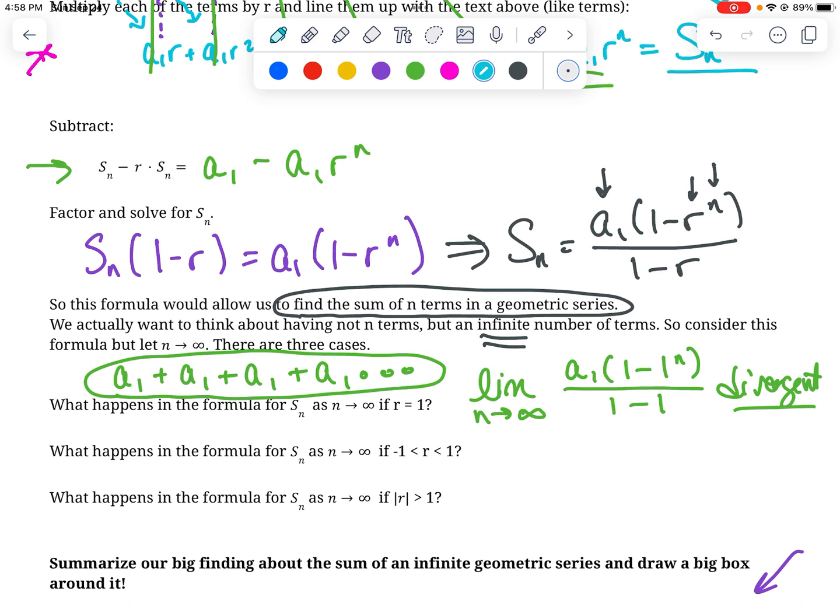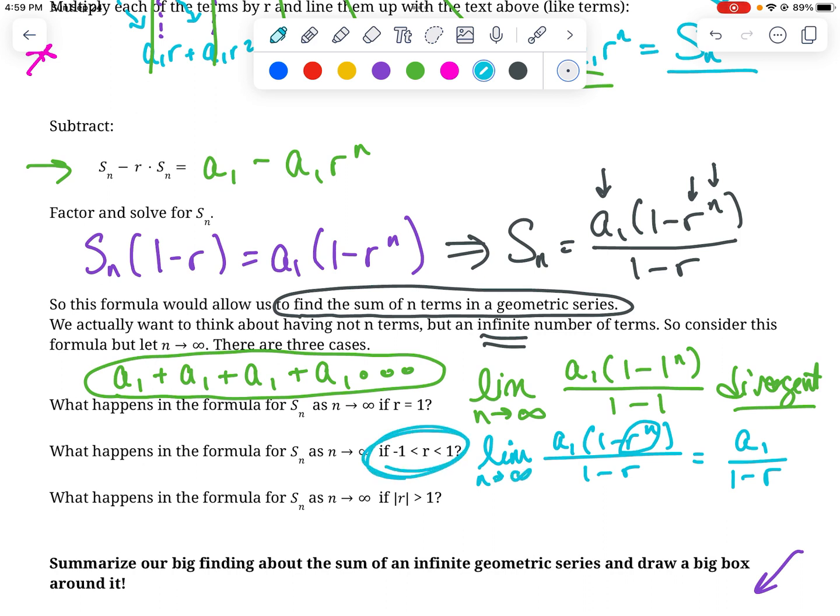All right, now let's think about what if r is a number between -1 and 1. So pick your favorite number, 1/3 or something like that. This is going to shrink big time, approach 0. And so this limit, 1 minus something approaching 0 is just 1. So on the top, I just have a sub 1. On the bottom, I'd have 1 minus r. So it turns out that if I'm in this case, then my series converges to that value.